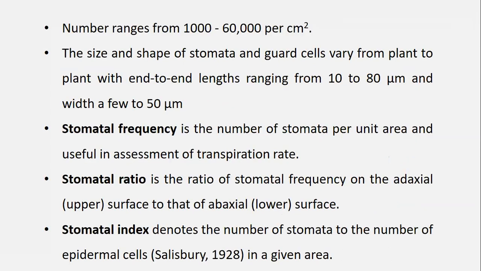The number of stomata ranges from 1000 to 60,000 per square centimeter of leaf area, depending on the plant species. The size and shape of stomata and guard cells vary from plant to plant, with end-to-end lengths ranging from 10 to 80 micrometers and widths of a few to 50 micrometers. The stomatal frequency is the number of stomata per unit area and is useful in assessing transpiration rate.